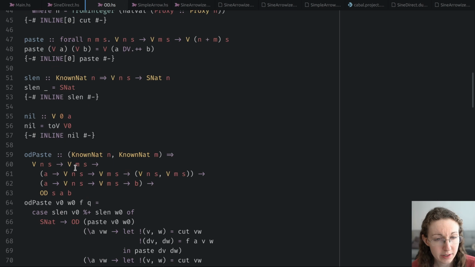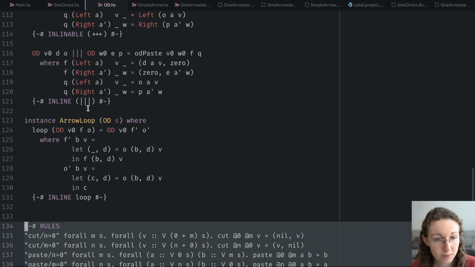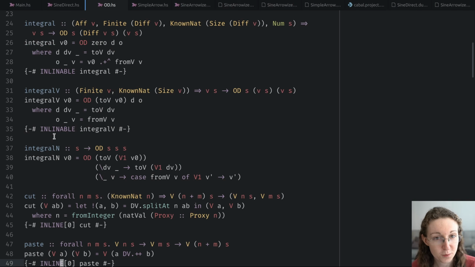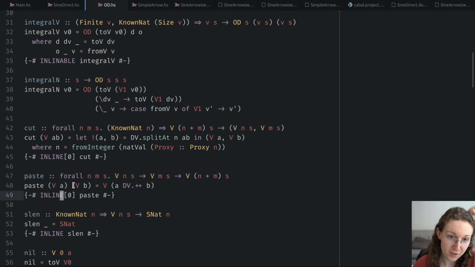So in order to figure that out, although I realize, did I already have, okay, yeah, this was left over. I forgot to remove this before I started recording this, but I had to add these phase controls. I'm not going to go into the full details of how rewrite rules work, but this is basically just saying don't inline cut and paste too early so that we can actually have a chance for a rewrite rule to fire.